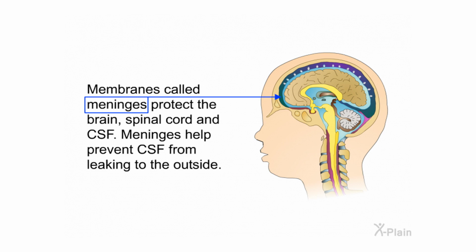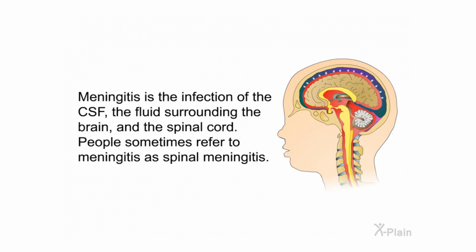Membranes called meninges protect the brain, spinal cord, and CSF. Meninges help prevent CSF from leaking to the outside. Meningitis is the infection of the CSF, the fluid surrounding the brain and the spinal cord. People sometimes refer to meningitis as spinal meningitis.